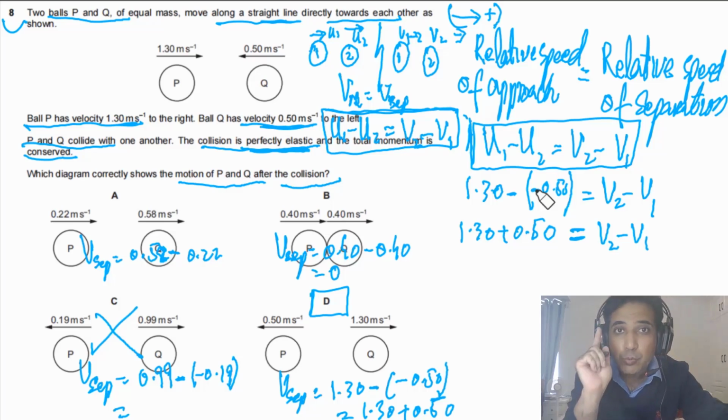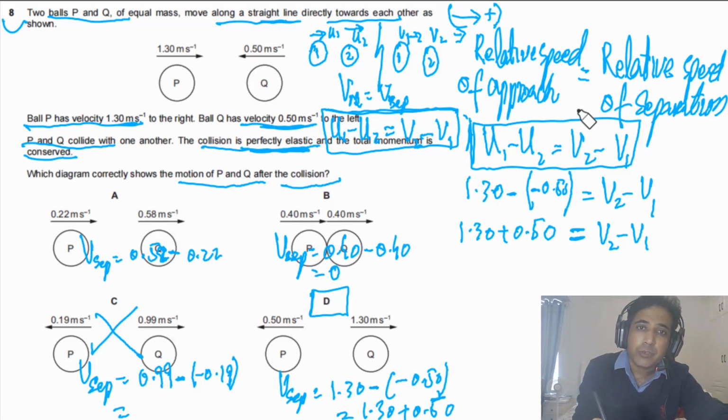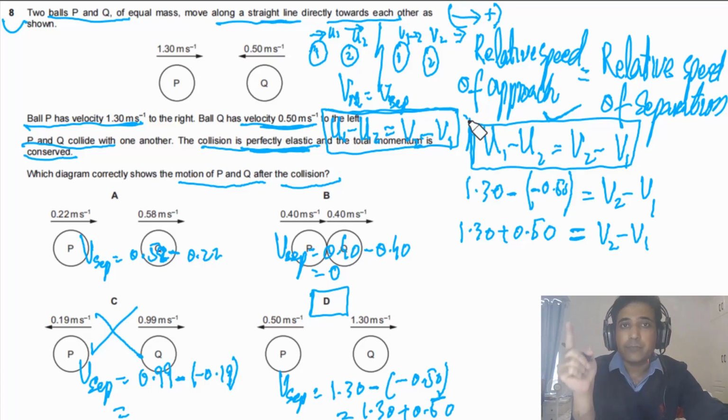I hope there is no more fear of relative speed of approach and relative speed of separation. Simply what you need to do is use this formula. If a ball is moving to the left, the velocity of that ball will be negative. And you can plug in values here and you can find the answer. I hope it makes sense.